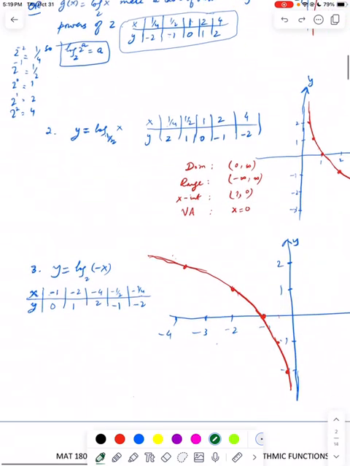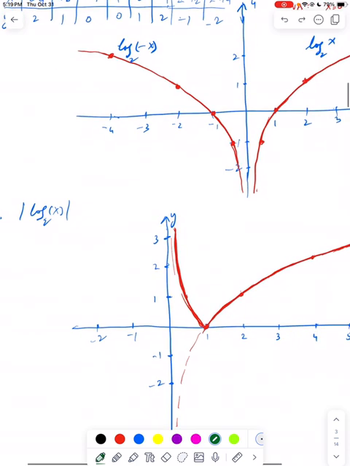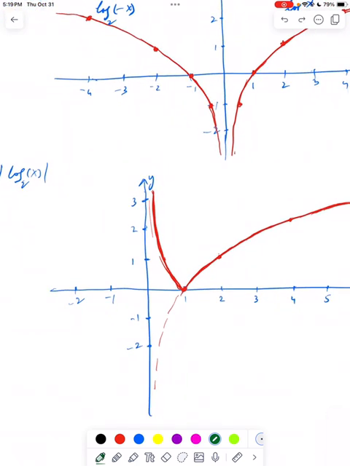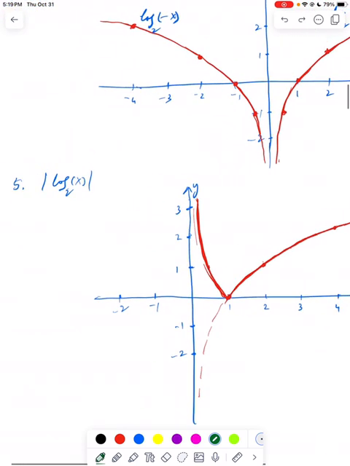Here is the graph. So this is the function where the absolute value applies to the whole graph. If you put the absolute sign outside the function, or you can say put the function inside the absolute bars, it changes the graph like this. Anything which is below the x-axis will flip above the x-axis.